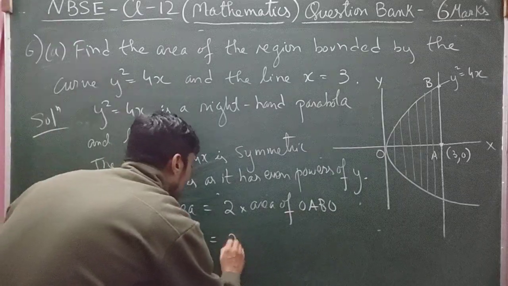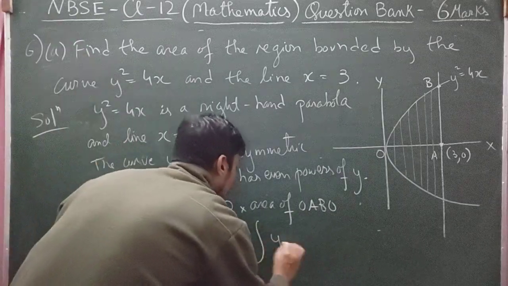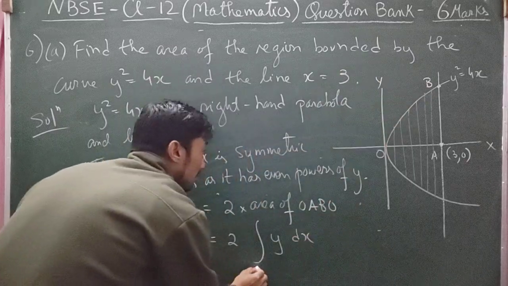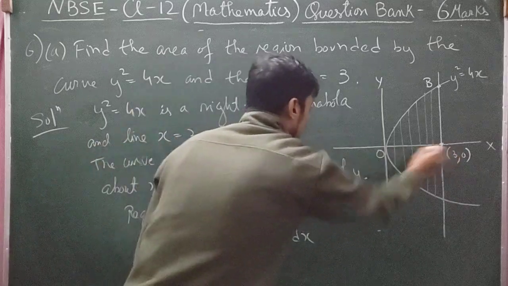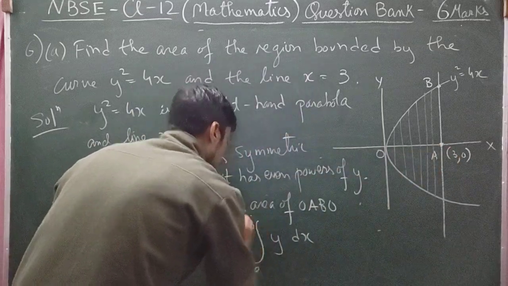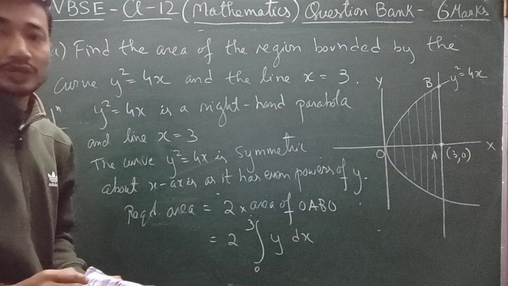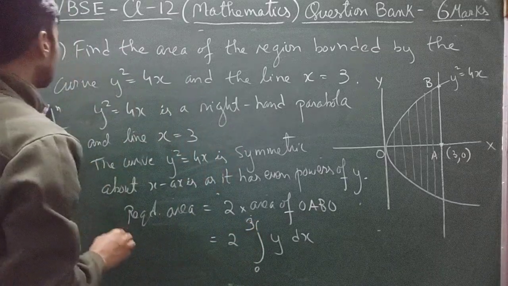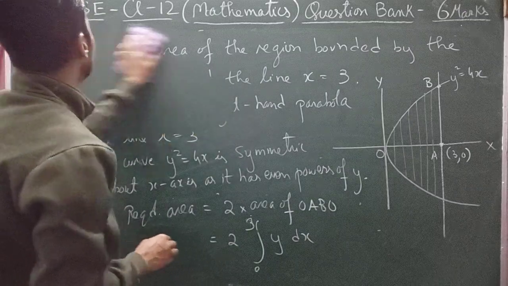So that is going to be 2 times of integral of y bounded by the parabola with respect to x. Limit is from, of course, 0. It goes on till 3. Limit goes from 0 to 3. Y square equal to 4x.